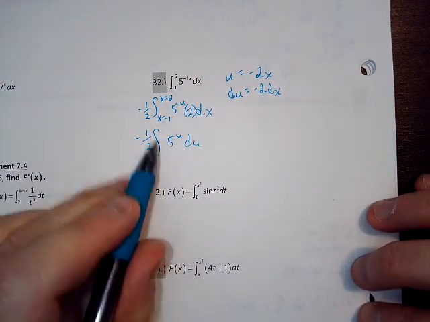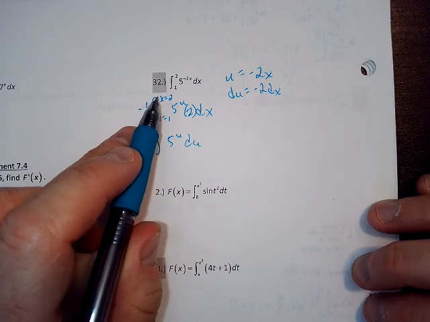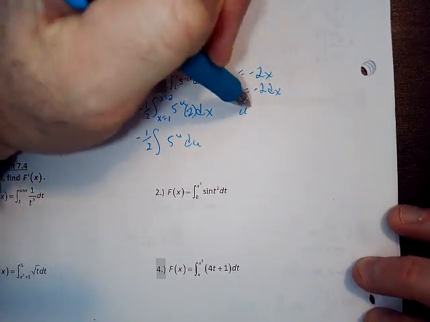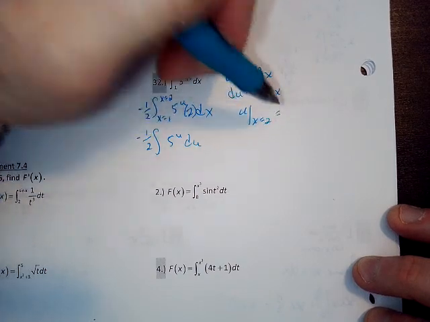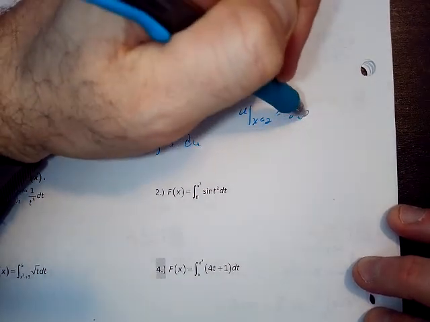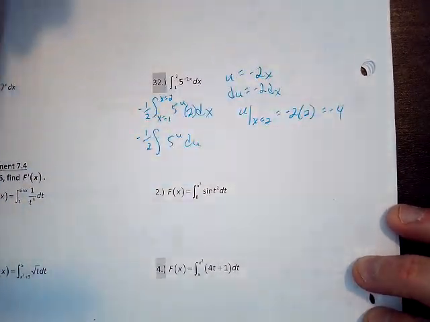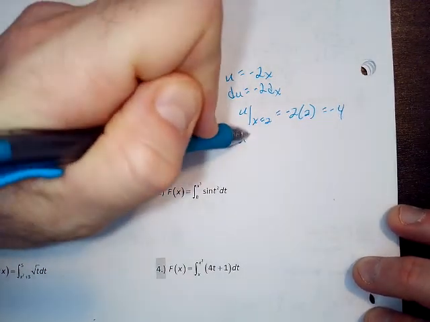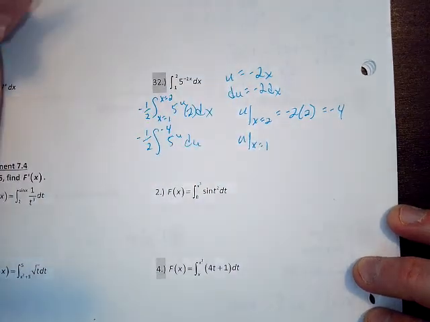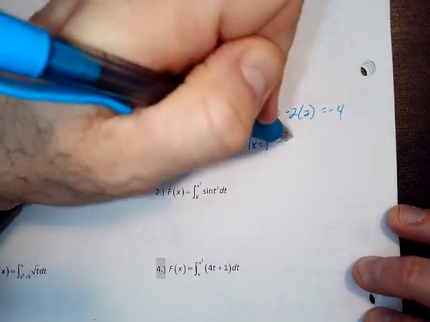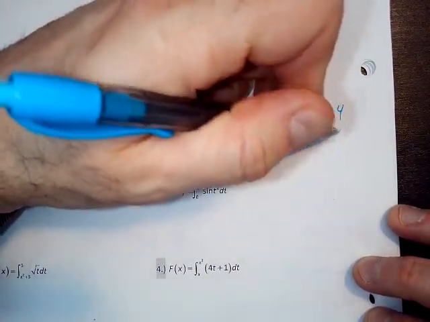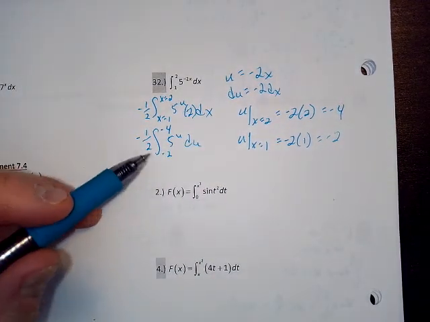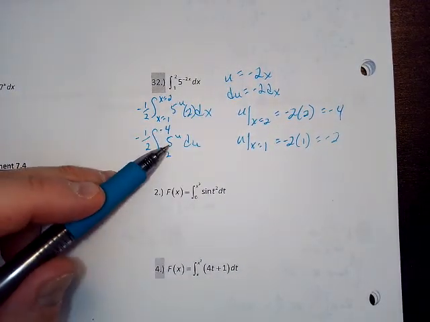All right, now what about the limits? x equals 1, x equals 2. So now I need to figure out what u is when x equals 2. That would be negative 2 times 2, so I get negative 4. So the upper limit is negative 4. Then what is u when x is equal to 1? Negative 2 times 1, so I get negative 2. So now I have negative 1/2 integral from negative 2 to negative 4 of 5 to the u du.